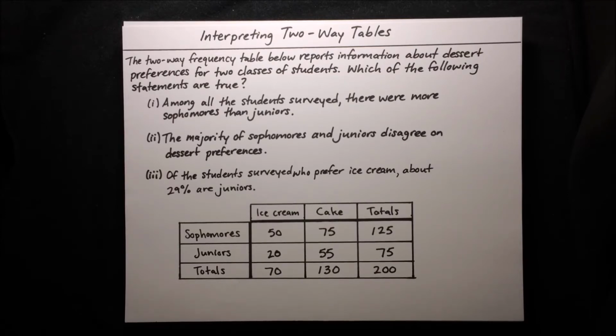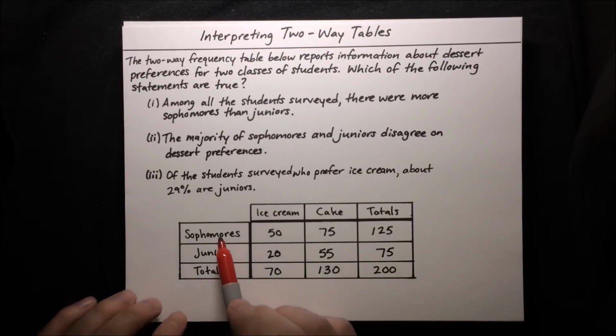Alright, so we've got several statements, we've got our table. Let's just go through the statements one at a time and look to the table to see whether it's true. Starting with the first statement. First statement, number 1, among all the students surveyed, there were more sophomores than juniors. So where do we look in the table to find this information?